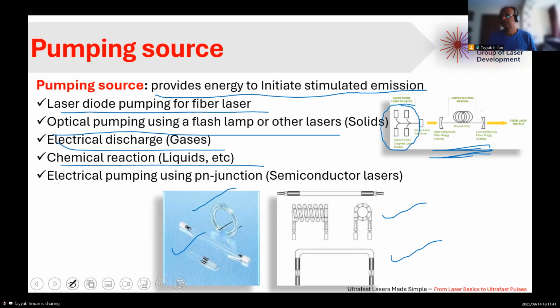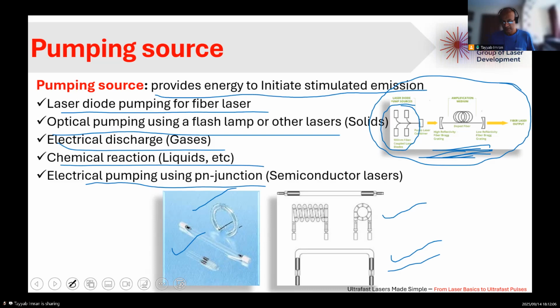So this is the pump action in the chemical laser, and electrical pumping in the PN junction, as I mentioned. This is the arrangement which may not be clear to you, or maybe it's confusing. At a later stage, maybe I will show it in detail. So this is the diode pumping in the case of a fiber laser, and this one is a flash lamp.